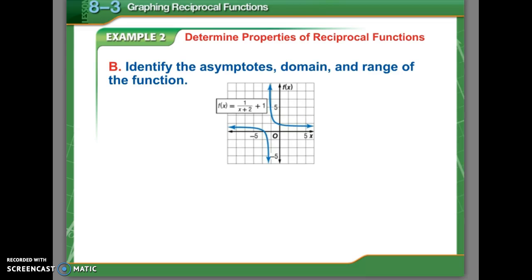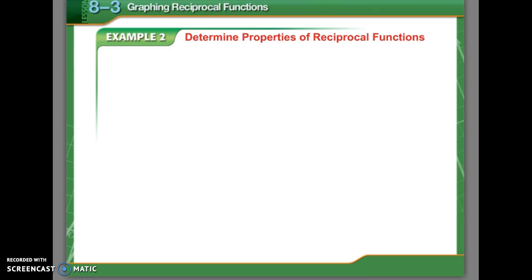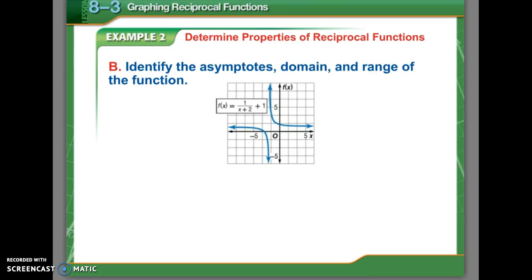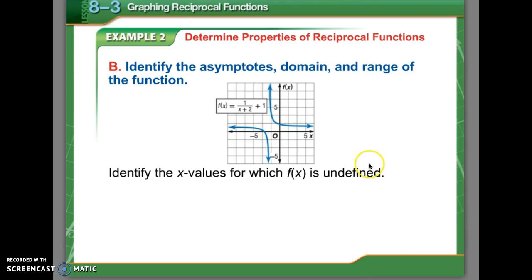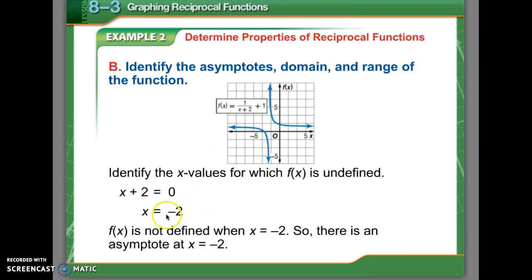So part B, we've got a new function. We're going to identify asymptotes, domain, and range for this function. So in order to find our vertical asymptote, we need to figure out where the function is undefined. So we're looking at this x plus 2 in the denominator. So that's going to be undefined when x is negative 2. So there's a vertical asymptote at x equals negative 2 right here.